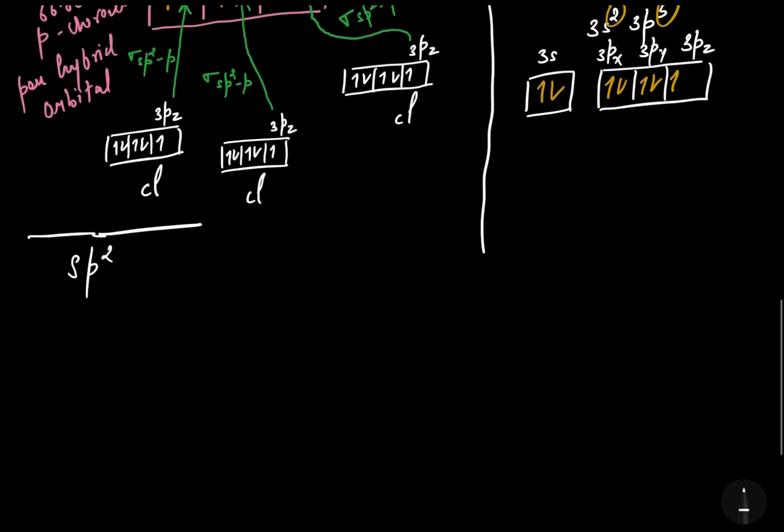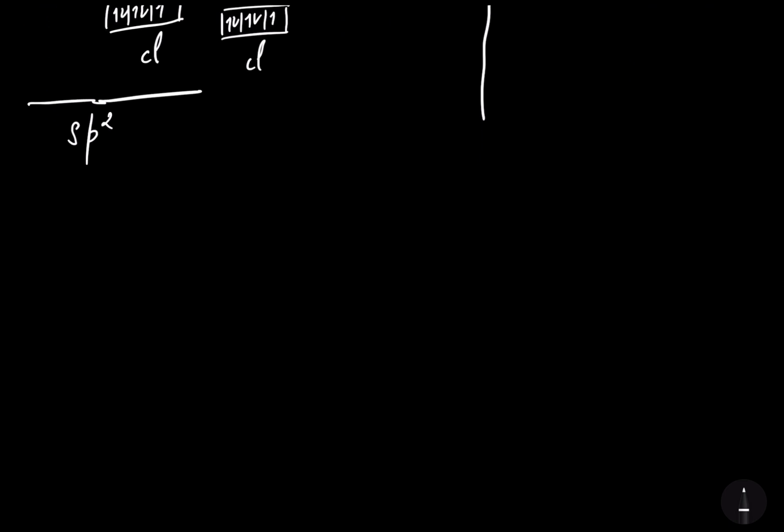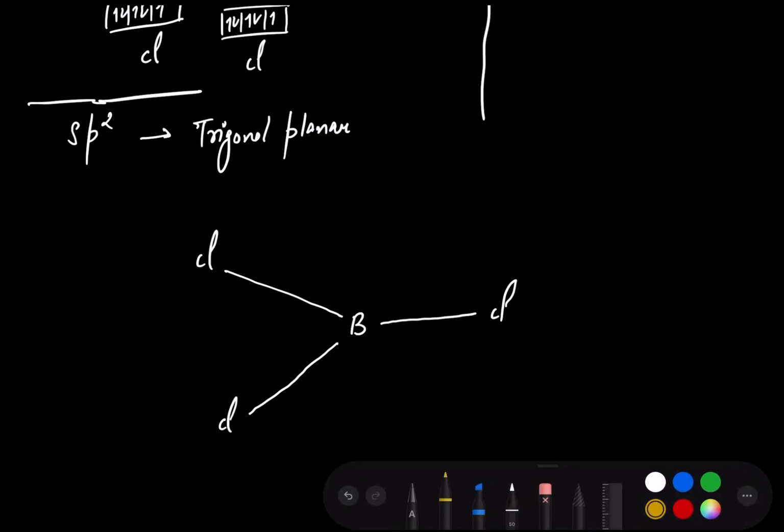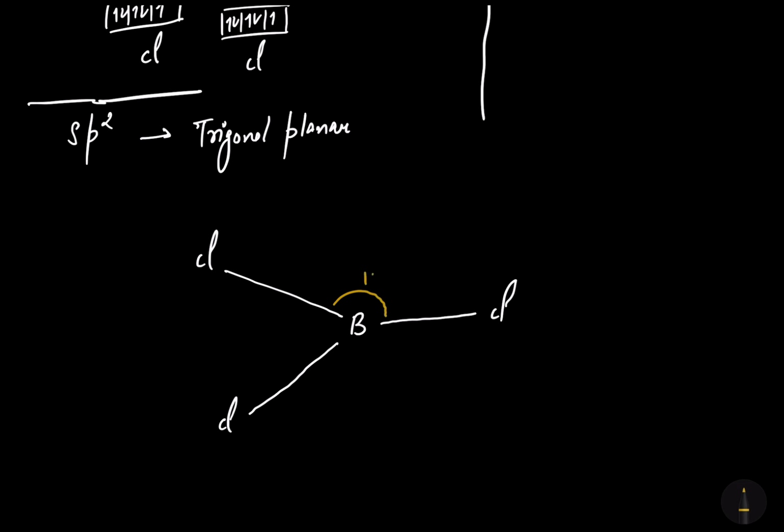Now let's talk about the structure of boron trichloride. The structure of sp2 hybridization is trigonal planar. That means boron is over here, with the first sigma bond with the first chlorine, the second sigma bond with the second chlorine and the third sigma bond with the third chlorine. Now here the bond angle will be 120 degrees. So that's the structure of boron trichloride.